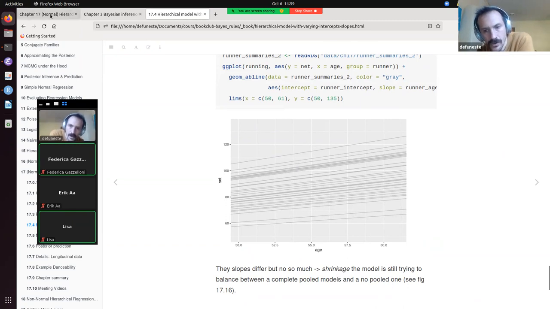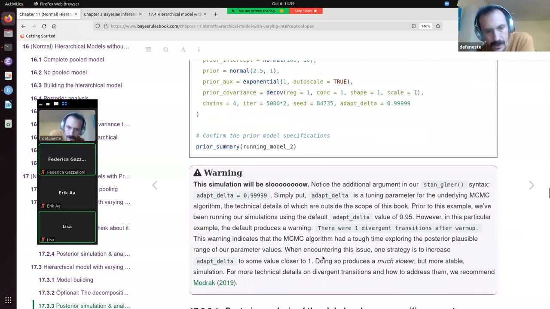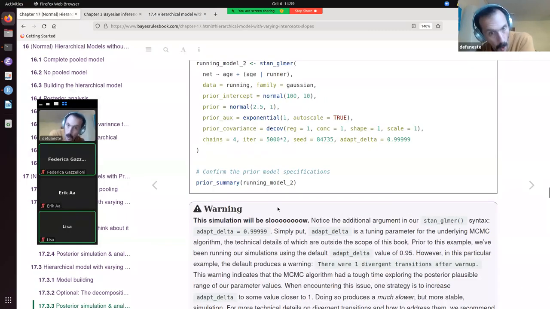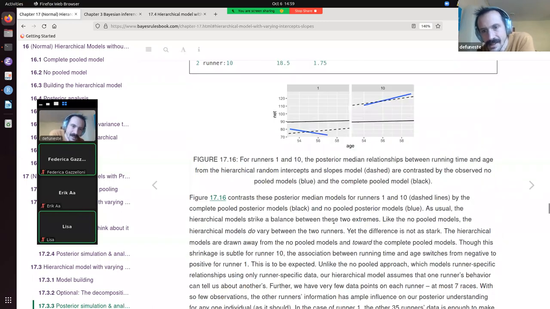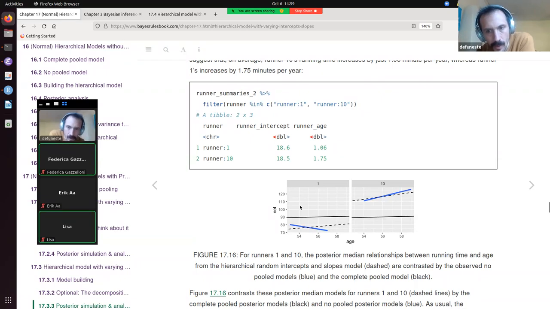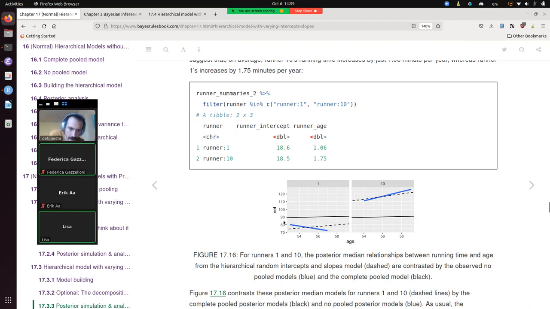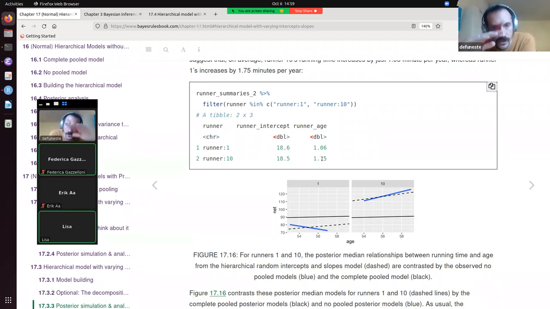I couldn't reproduce it because, like I said, it's slow. See, here they take runner 1 and runner 10. The black line is the complete pooling. The blue line is no pooling, basically a separate model for every runner. And the dashed one is the hierarchical model rebuilt with Stan. So basically it tries to strike a balance between these two. That's why it looks like that.